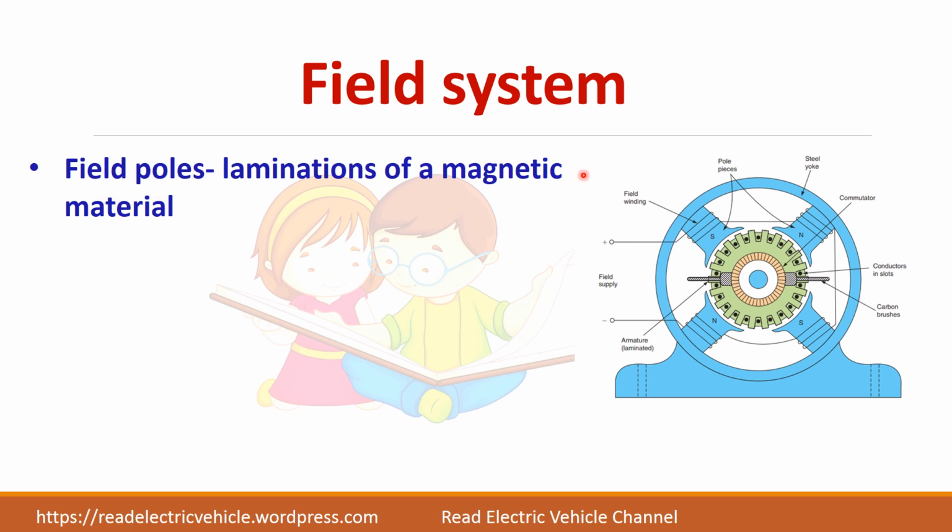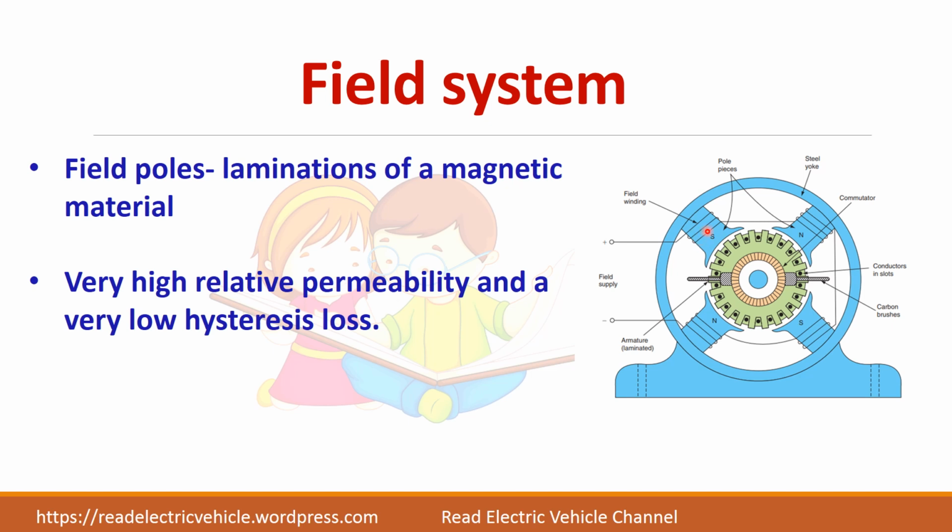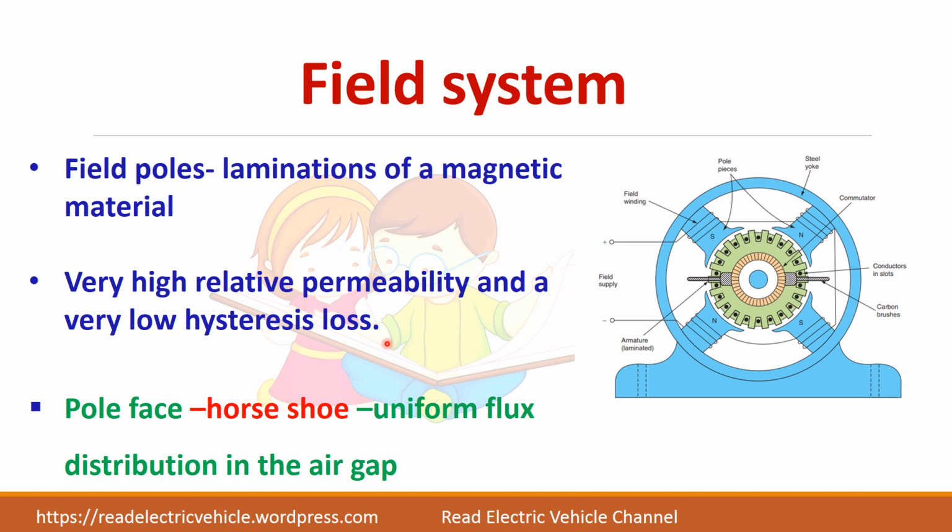So the field poles are actually laminations of magnetic material, and this magnetic material should have very high relative permeability but very low hysteresis losses. And this pole face will be of horseshoe shape, so that the flux distribution will be uniform in this air gap.